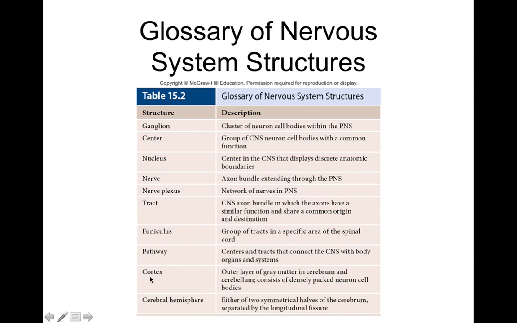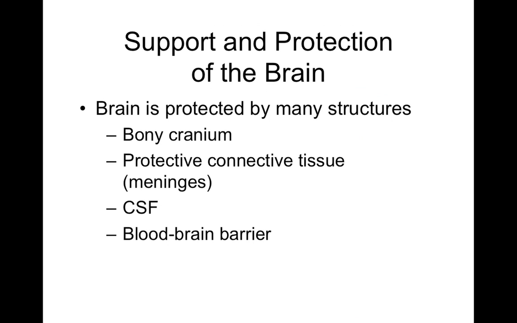And the cortex is the outermost layer of the brain. So remember, cortex means bark, like bark on a tree. So the cortex of the brain is the outermost layer of the brain. And that's what's going to basically have your gray matter. And that's going to have their neuron cell bodies. Now, the cerebral hemispheres are essentially the two halves of your cerebrum, which we'll go through in a little bit. So what we're going to talk about first, though, you guys, is basically how the brain is supported and protected.